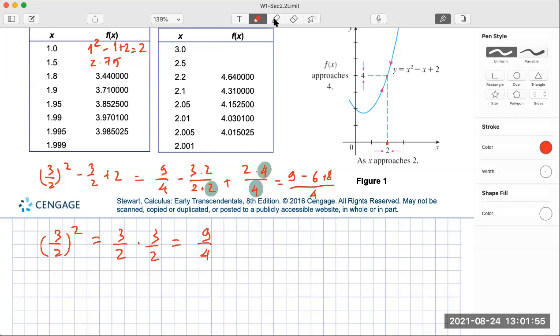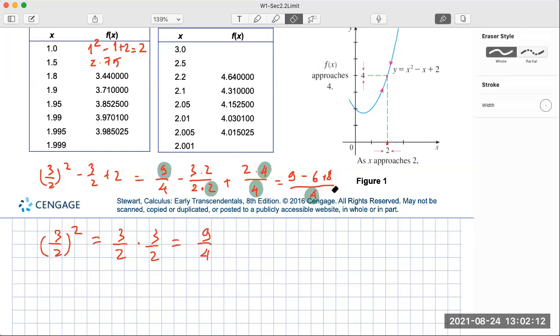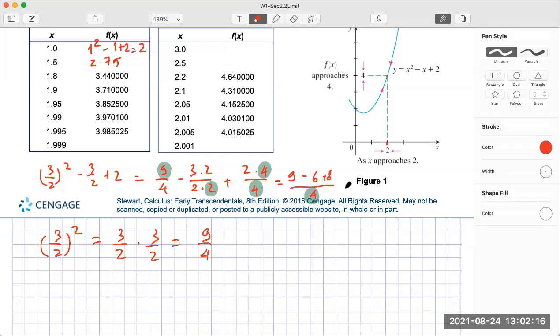They have the same denominator 4, right? And the numerator here is 9 minus 3 times 2, which is 6, and then plus 2 times 4, which is 8. Then finally, what do we have here? Very good. 11 over 4, right? And 11 over 4 is 2.75. This is another way. Good job.